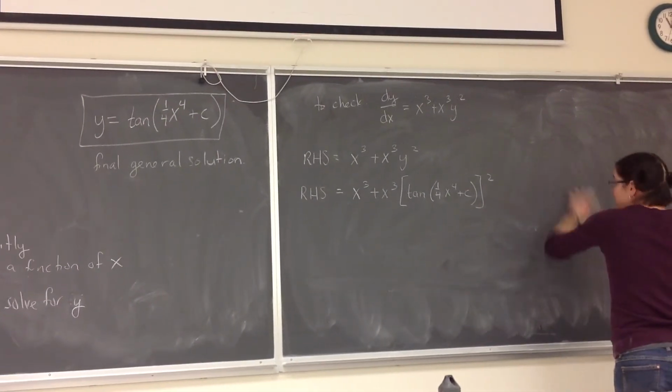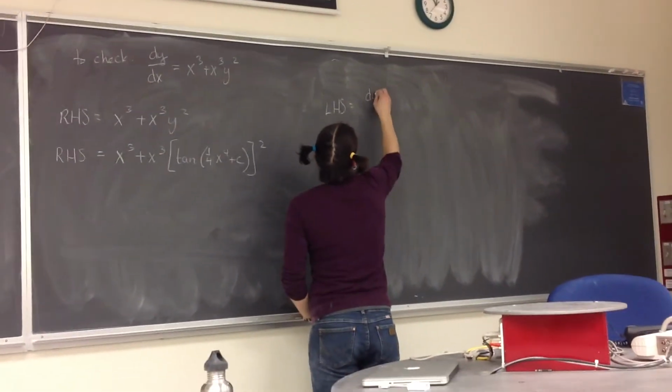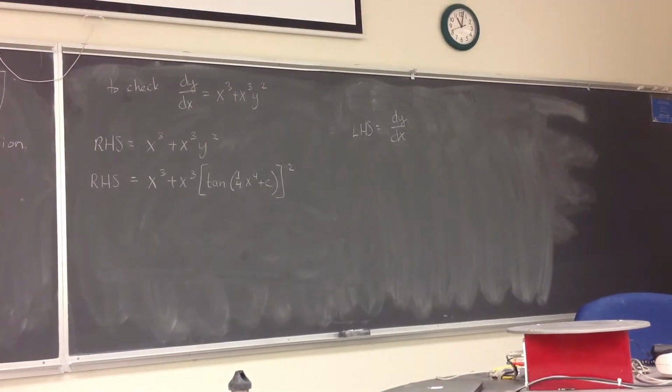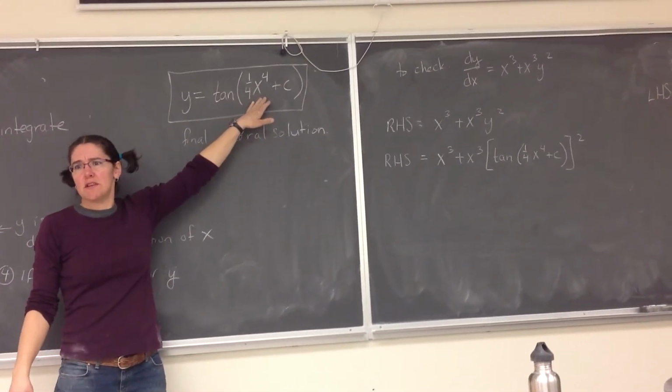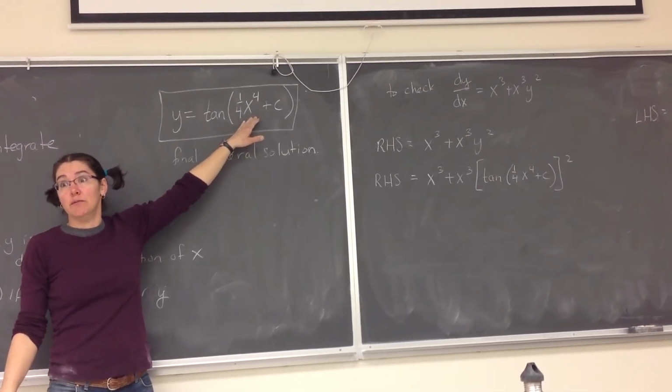Now our left-hand side is dy over dx. And so what that means is that I need to look at our solution y equals tangent of 1/4 x to the fourth plus c and take its derivative. And so when I take the derivative here, I've got to use the chain rule.